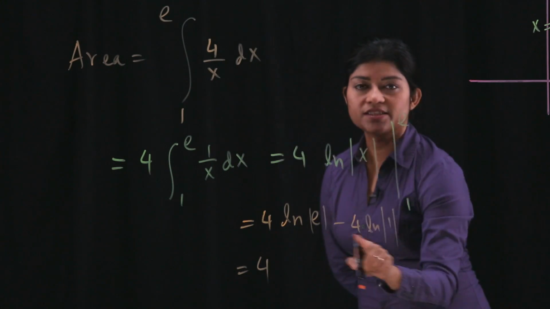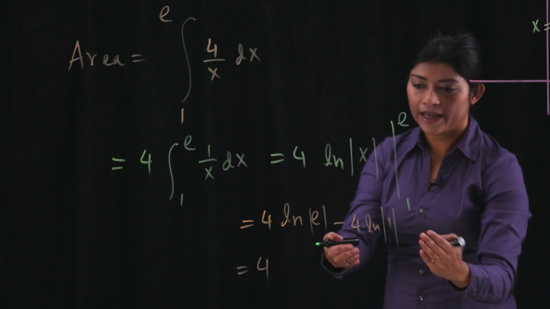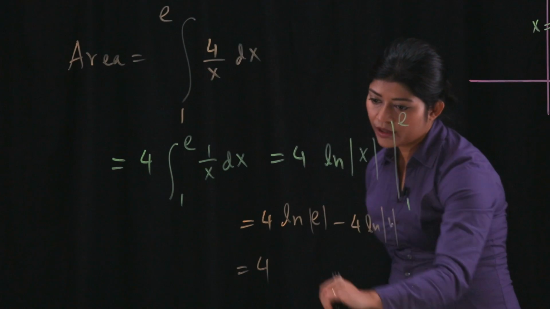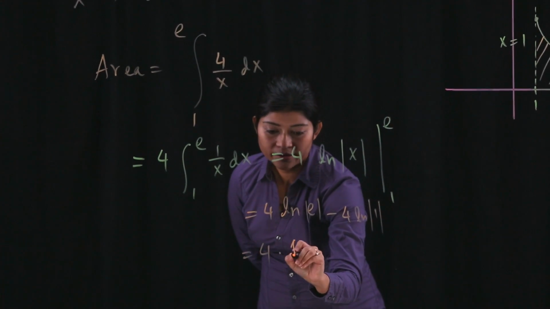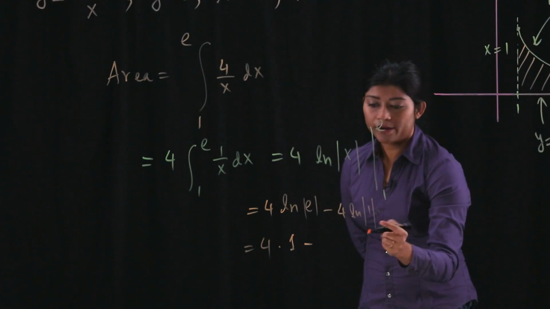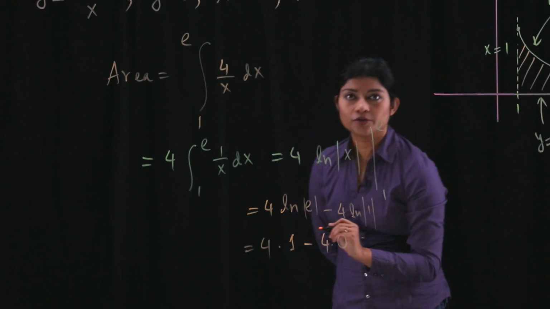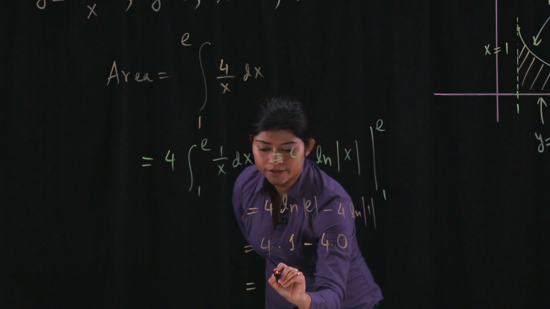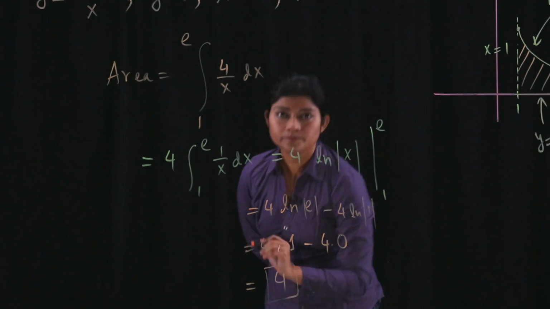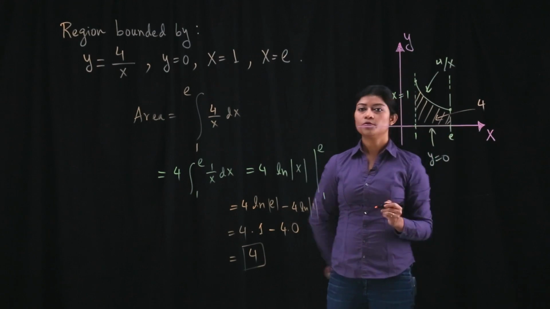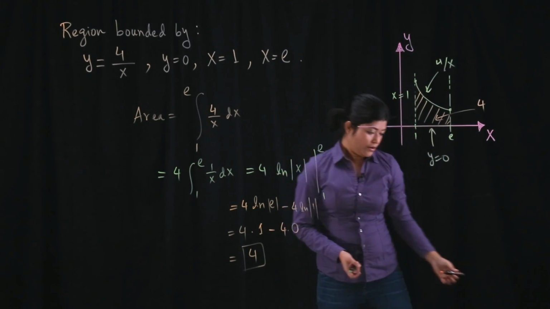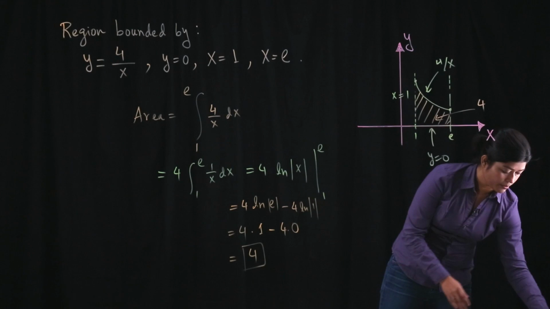These are all positive values, so you don't really need the absolute value after you plug it in. And let's think about it. What is ln of e? That's just 1. What is ln of 1? It's 0. So the answer is 4. So this area is 4 square units. Okay, so we finished the problem.